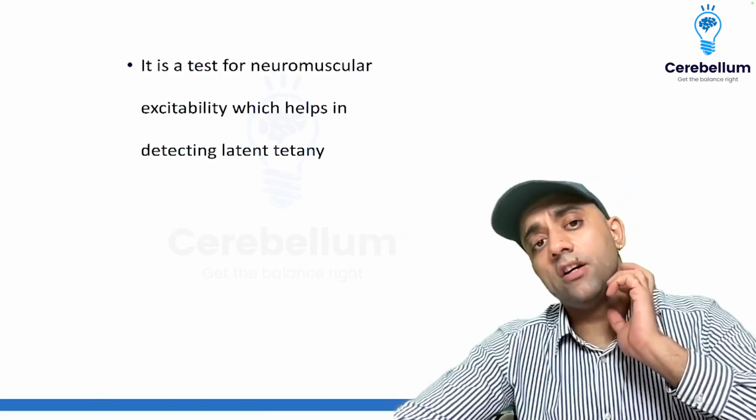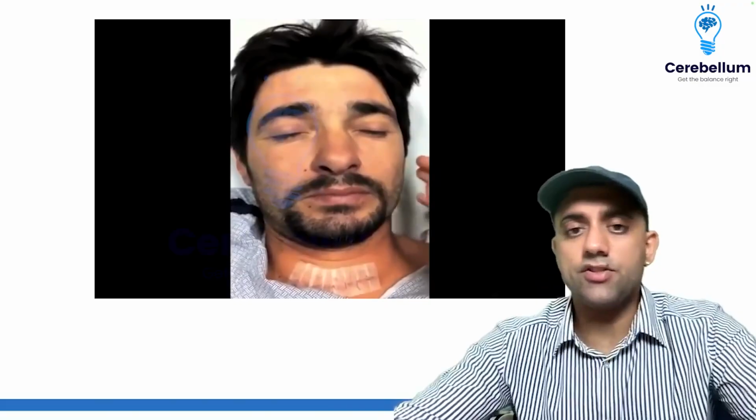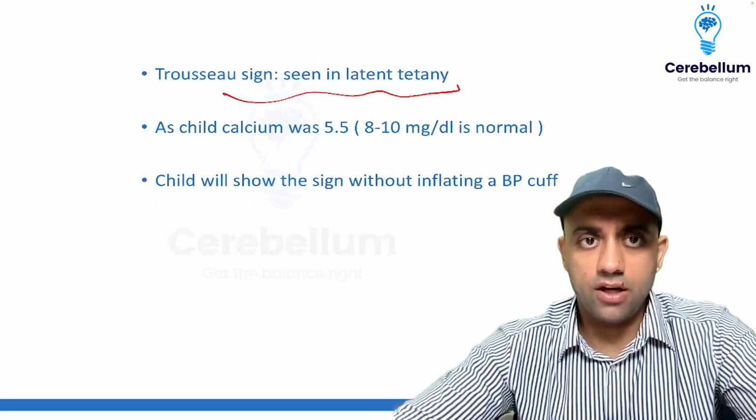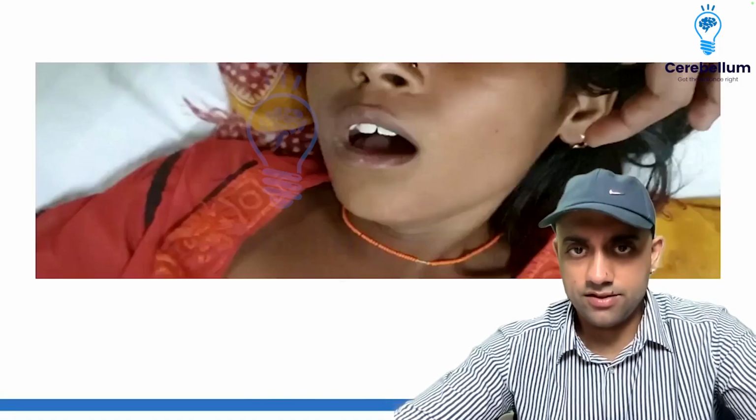And what was this sign? Tapping of the angle of the mandible, facial twitching. This is Chvostek's sign. So Chvostek, this was Chvostek's sign. Remember that. So Trousseau's sign over Chvostek's sign. See this also.